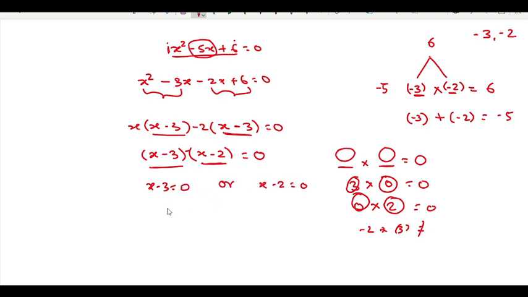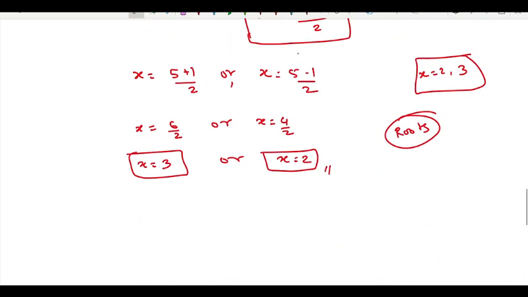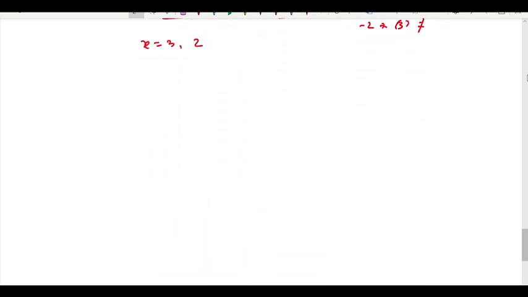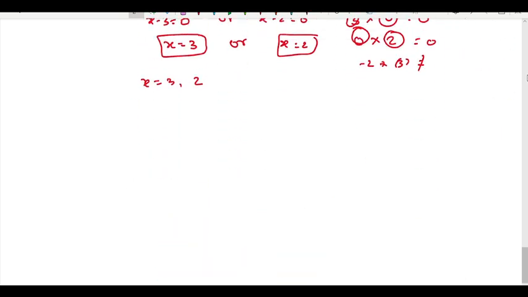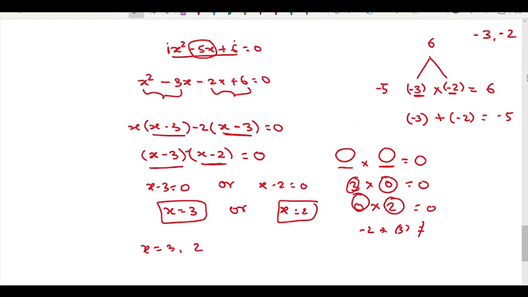If x minus 3 is equal to 0, then what will be x? x will be 3, or x will be equal to 2. So again, using the factorization method, we got the roots as 3 comma 2, and in the formula method also we had got the roots as 2 and 3. So this verifies both the methods. So this is how we find the roots of a quadratic equation using the formula method and using the factorization method. So we will stop now. Thank you.